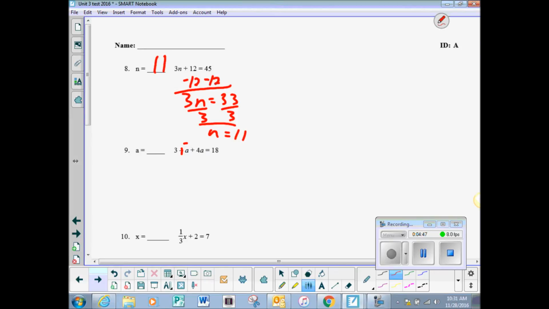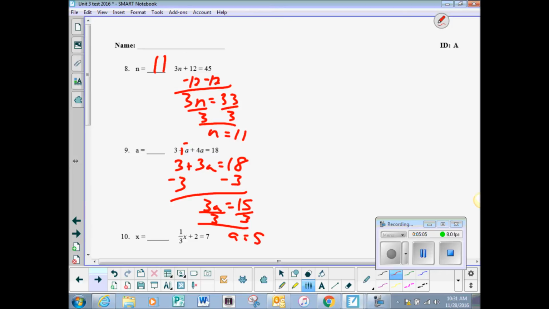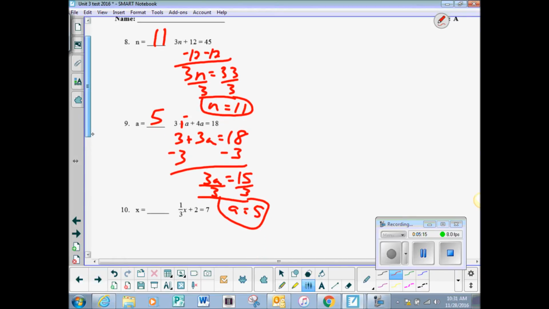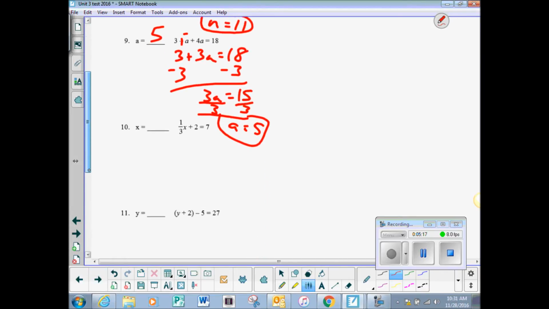Plus a negative. So negative 1a plus 4a is 3a. So I need to simplify before I solve. Subtract 3. 3a equals 15. Divide both sides by 3, and a equals 5. Okay? 3 plus negative 5 is negative 2 plus 20, 18. I just checked it in my head. I don't want you to check in your head. I want you to use your calculator.